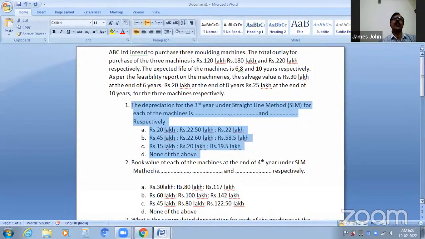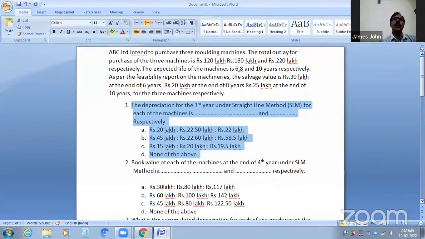Take the case of a machinery. The machinery costs 1 lakh and the residual value is 20,000. What is the original cost minus residual value? It is 80,000. Suppose the useful life is 5 years. In that case, what will be the depreciation per year under straight line method? Every year it is 16,000. 80,000 by 5 is 16,000.